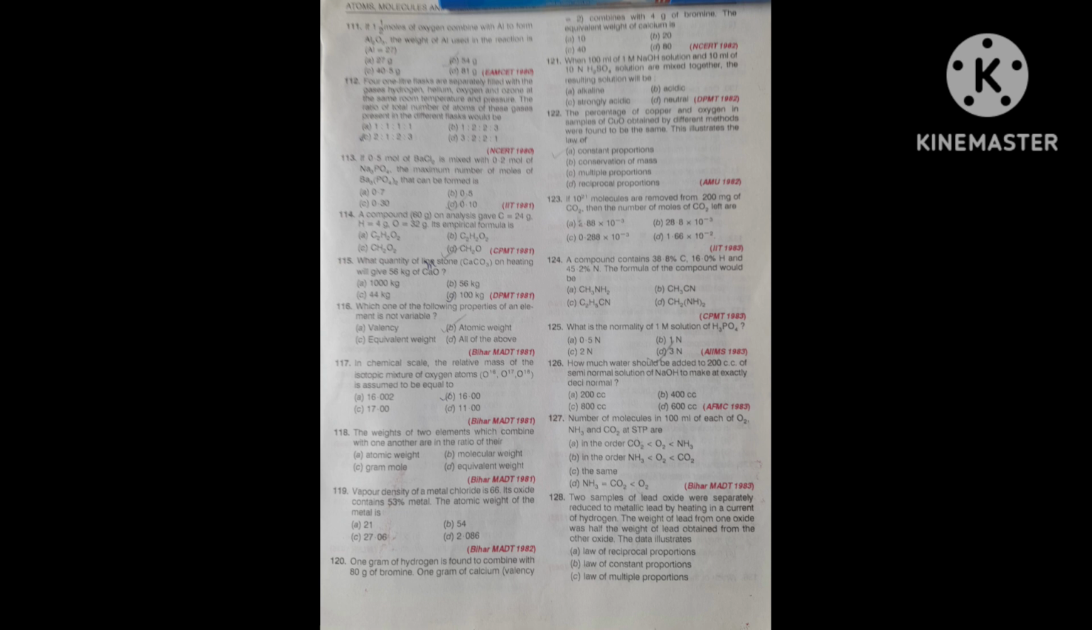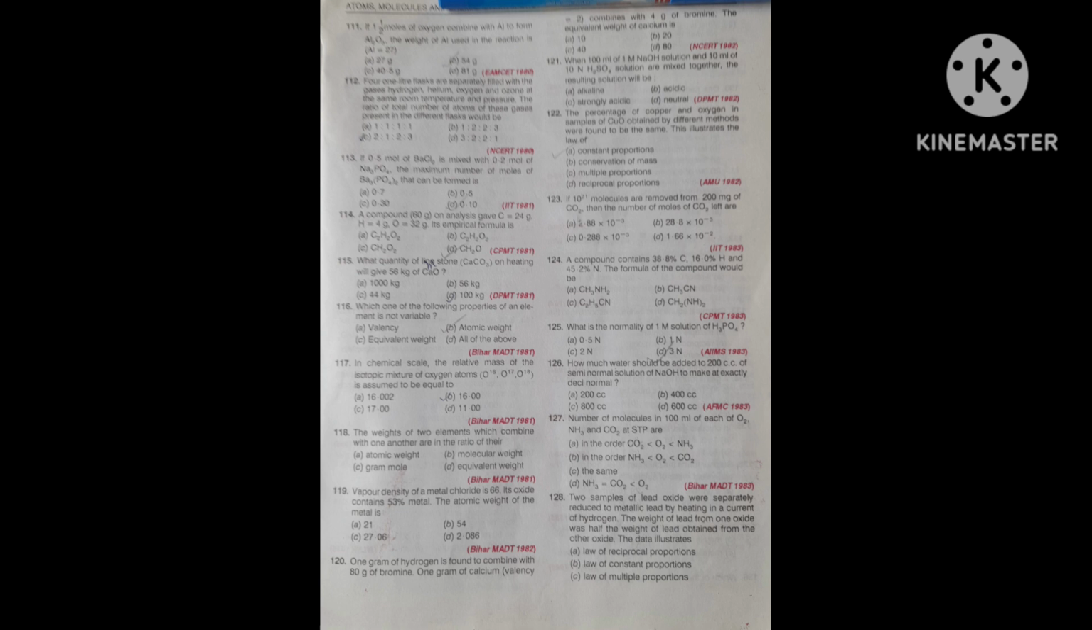When 100 ml of 1M NaOH solution and 10 ml of 10 N H2SO4 solution are mixed together, the resulting solution will be: first, it is alkaline; second option, acidic; third option, strongly acidic; and fourth option, neutral. Now you have to answer, calculate it. Okay. What will be the answer?